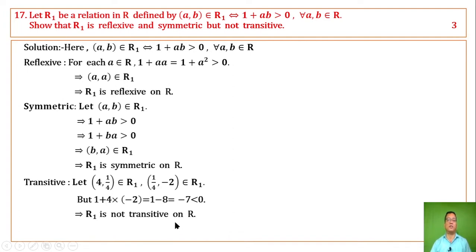But not transitive, with the counter example. Hence R1 is reflexive and symmetric but not transitive.